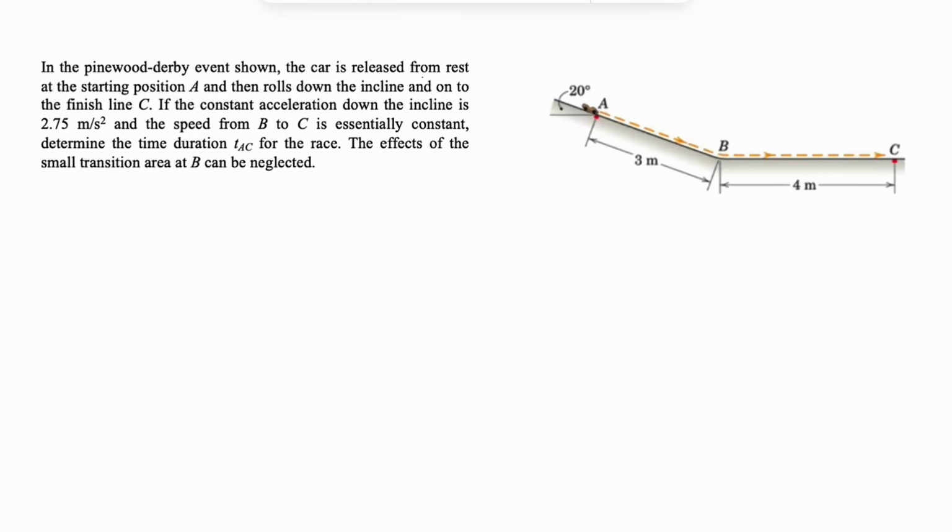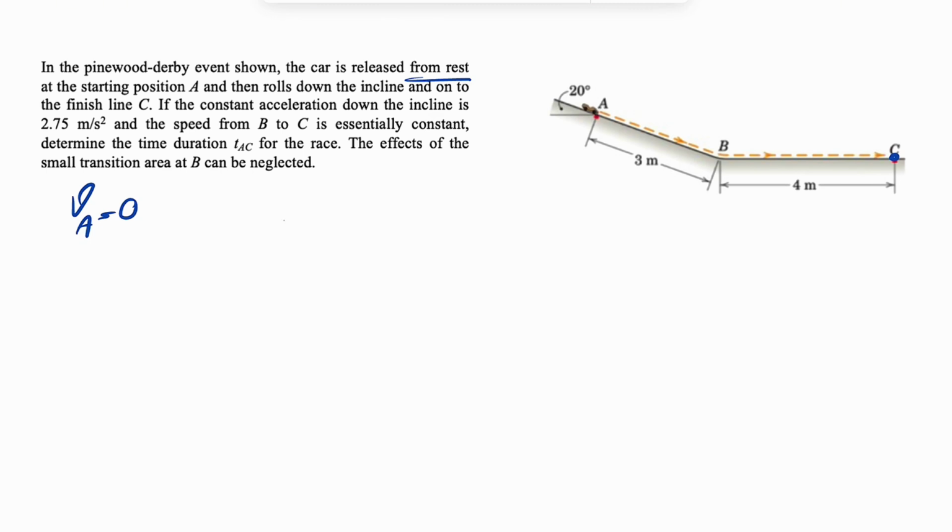Alright guys, welcome back. We're going to be solving another question from the Engineering Mechanics Dynamics textbook by Meriam. In here we have a car that is released from rest at the starting position A. Released from rest means that at point A the speed is 0, and it rolls down the incline onto the finish line at point C. So it's going to stop at point C.